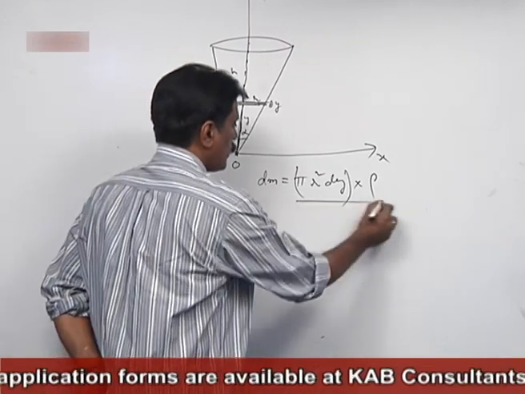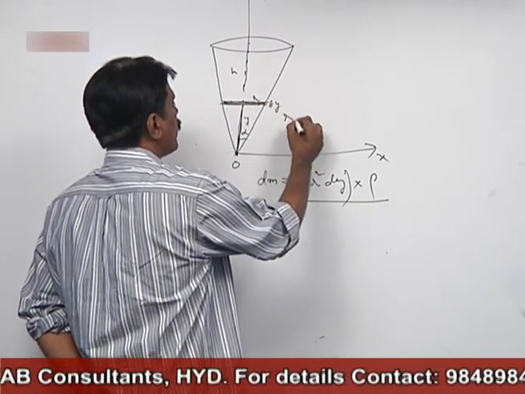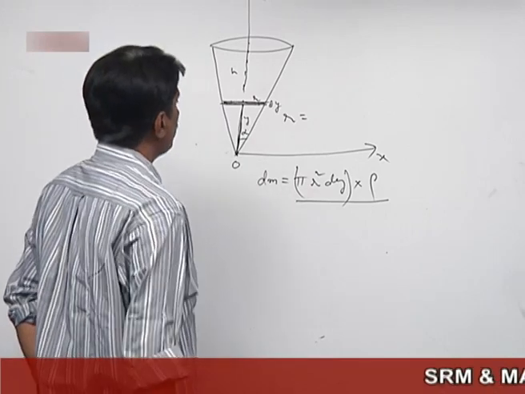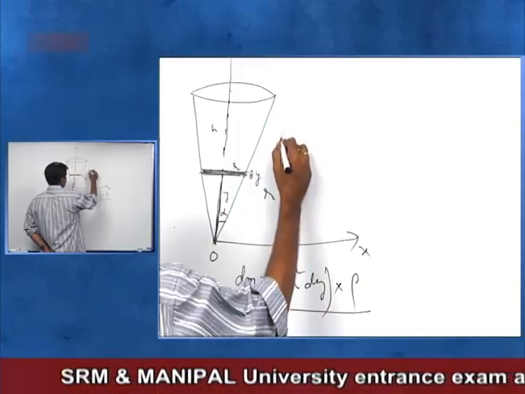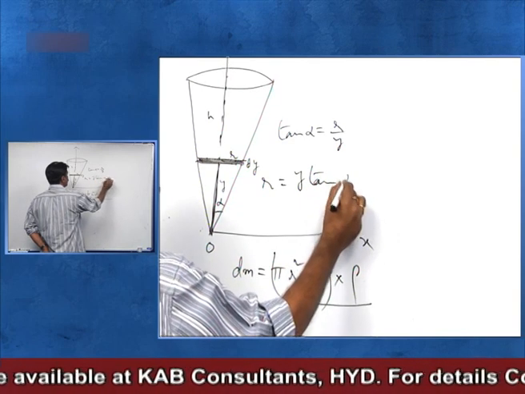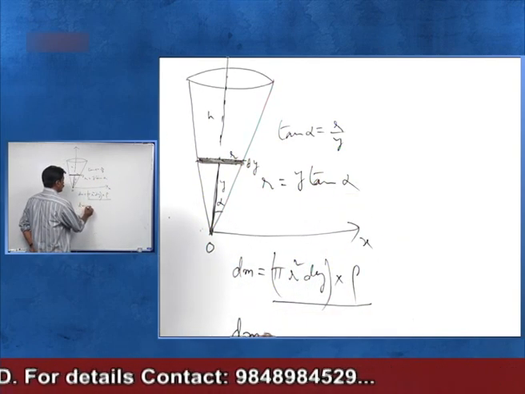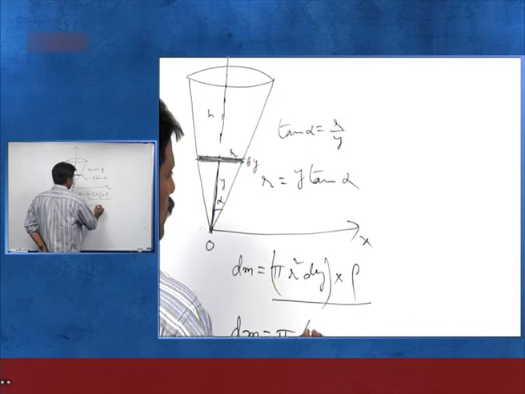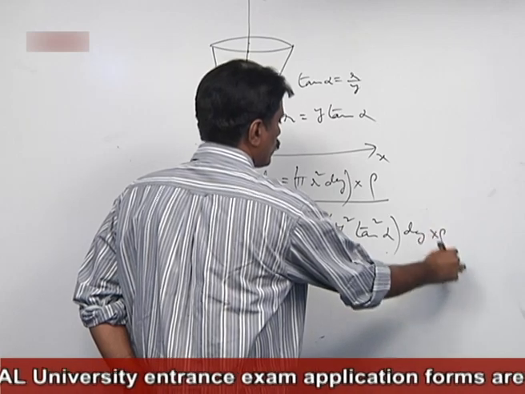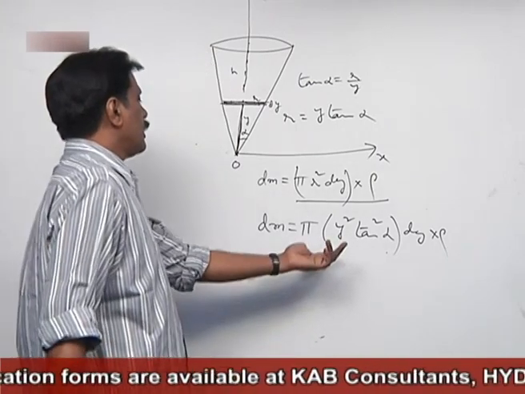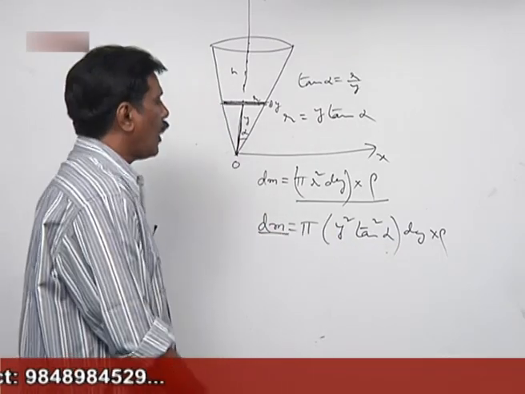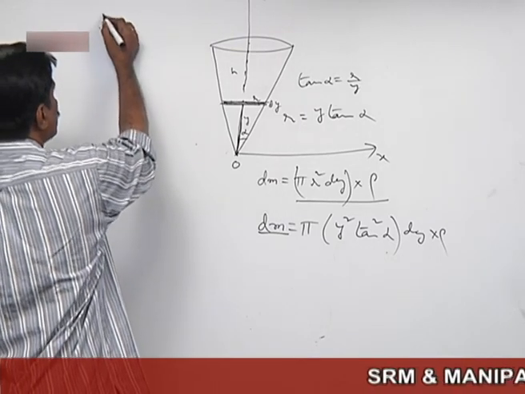Now, this r can be eliminated in terms of y, because we are integrating in terms of y. Let us try to eliminate r by taking tan alpha. Tan alpha is equal to r by y. So, r is equal to y tan alpha. Therefore, dm will be equal to pi r square, that is y square tan square alpha dy, into rho. So, we have the mass of the element chosen here. Dm we got. Now, what we require is the center of mass coordinate.